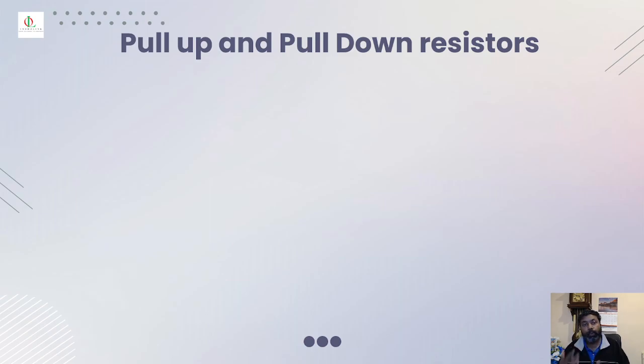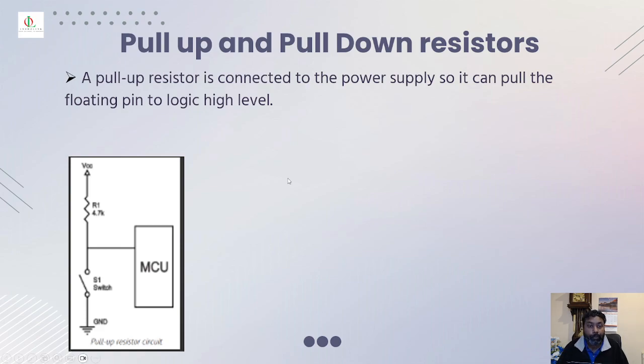So what is a pull-up and a pull-down resistor? A pull-up resistor is connected to the power supply, so it can pull the floating pin to logic level high.